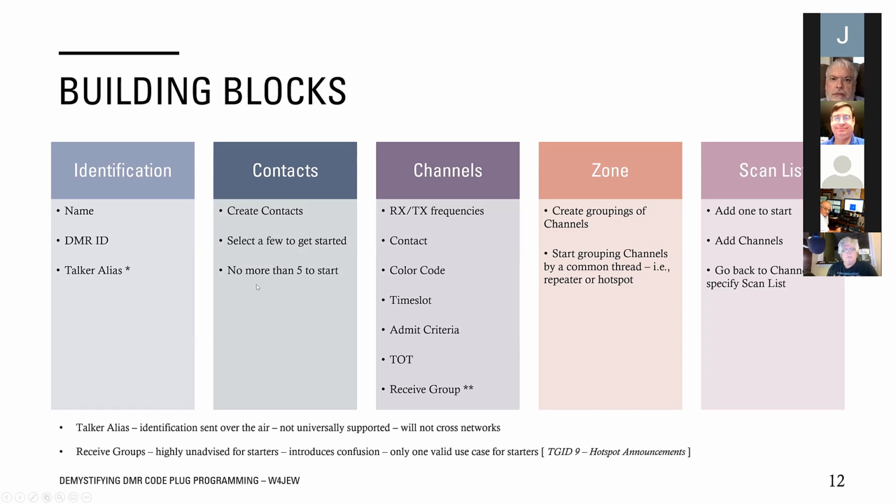When you start creating contacts, and contacts are talk groups, don't create more than 5 to start. Try 2 or 3. And then build your first channel. You set your transmit and receive frequency, what contact, color code, what time slot, admit criteria, timeout timer, TOT. I didn't talk about that one earlier. How long can you hold the key down before the radio stops you? Mine are all set to 180 seconds, 3 minutes, right?